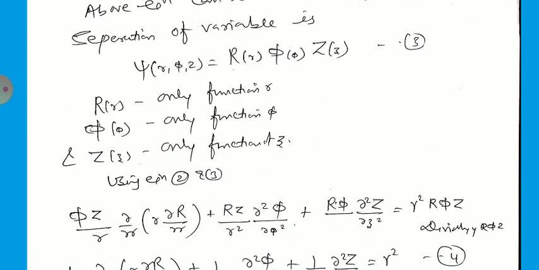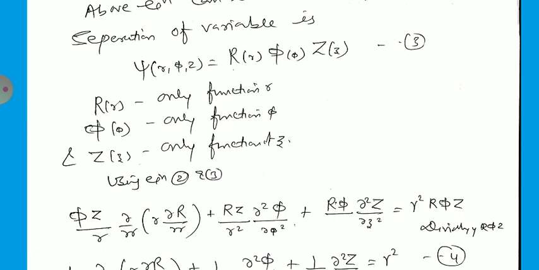So the solution of it is the phi. Substituting the values of this phi into the second equation, we get (1/R)(∂²R/∂r²) + (1/r)(∂R/∂r)... plus (1/r²Φ)(∂²Φ/∂φ²) plus (1/Z)(∂²Z/∂z²) equal to gamma square.